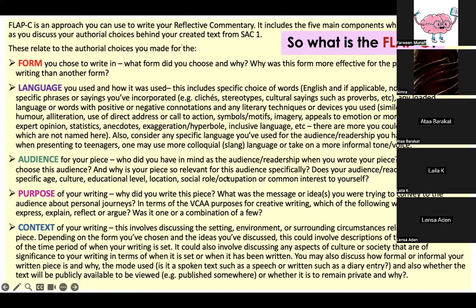Social role or social occupation. So what kind of a job do these people have? For example, are you giving a speech to a bunch of teachers? Are you giving your speech to a bunch of doctors? Who are you giving your speech to? Do they have a specific occupational role? And why did you choose that? Or simply, do they have a common interest to yourself? That could also be a reason why you have chosen that specific audience for your piece.